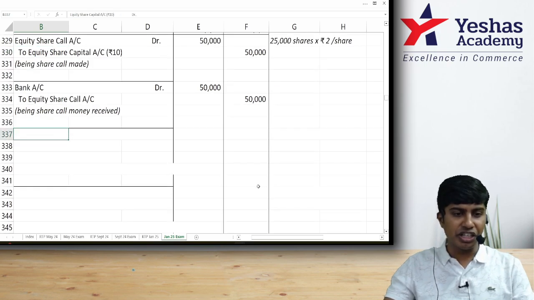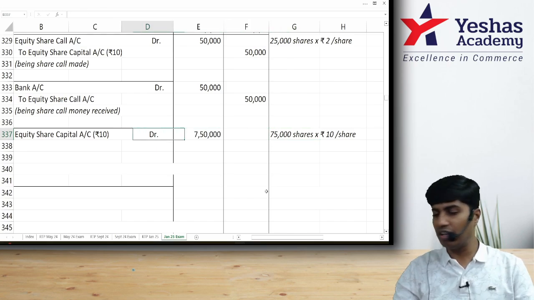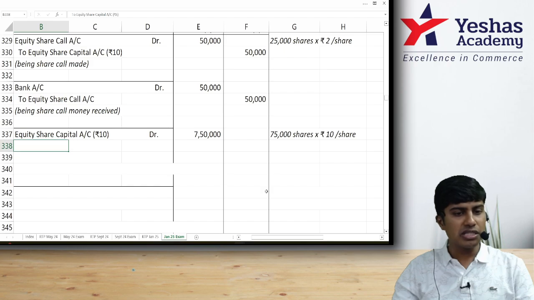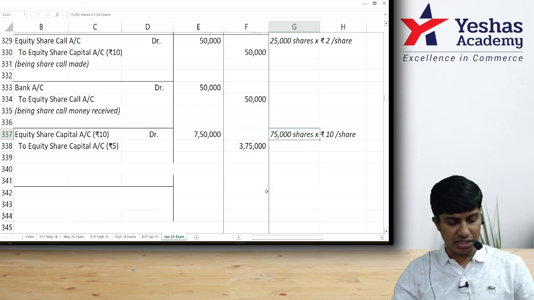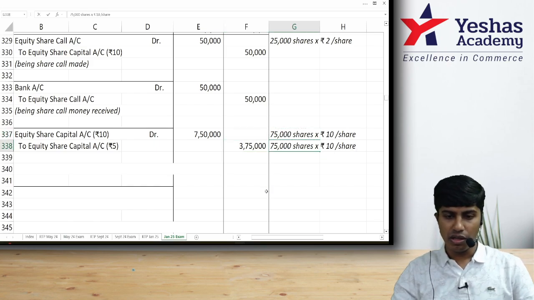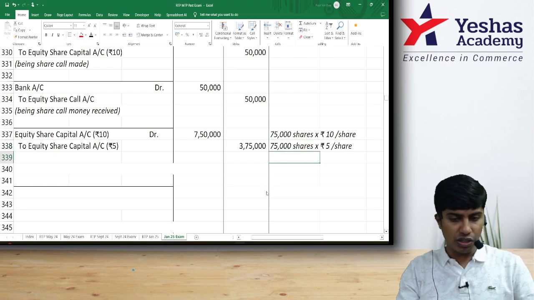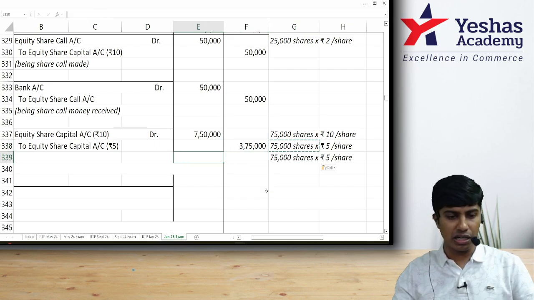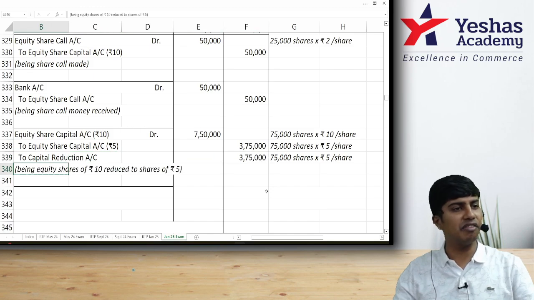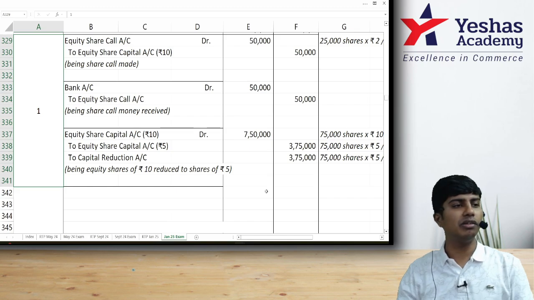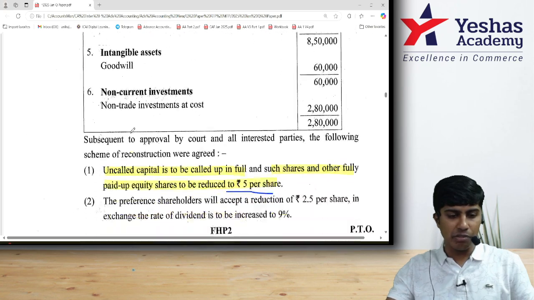I'll debit equity share capital account, shares of 10: 75,000 shares into 10, 7,50,000. Give them shares of rupees 5: 75,000 shares into 5, that is 3,75,000. And the difference of rupees 5 per share will be transferred to capital reduction account. I will credit capital reduction account to the extent of 3,75,000. This is adjustment number 1. 3 entries done. Next, let's go to adjustment number 2.